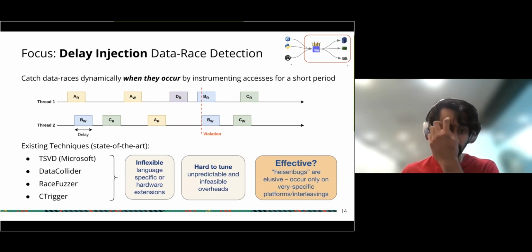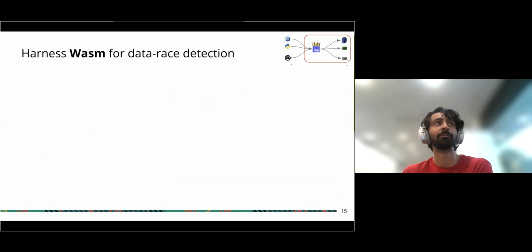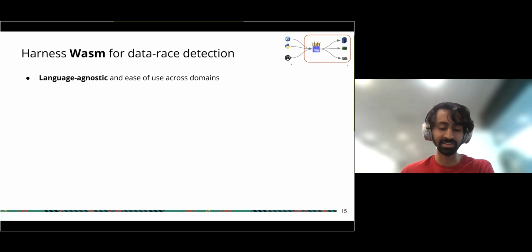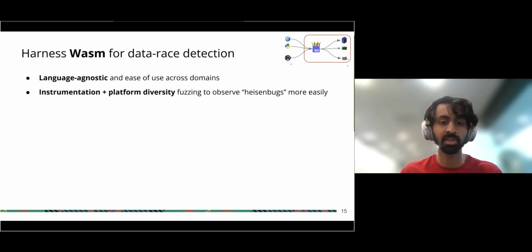So with this motivation, we've looked into harnessing Wasm for data race detection, particularly to address those 3 points I mentioned earlier. The language agnosticity allows you to easily use it across a variety of source languages and also across domains. So you could use this for applications over Wally, for the kernel, cyber physical systems, and so forth.